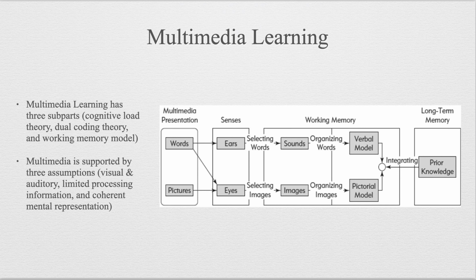Multimedia learning has three subparts: cognitive load theory, dual coding theory, and working memory model. Multimedia is supported by three assumptions: visual and auditory, limited processing information, and coherent mental representation. When learning modules include media, the learner will be presented with graphics and words that are either spoken or written. The learner's cognitive system processes graphics and text through their eyes, also known as the visual channel, and they process spoken words through their ears, also known as the auditory channel.